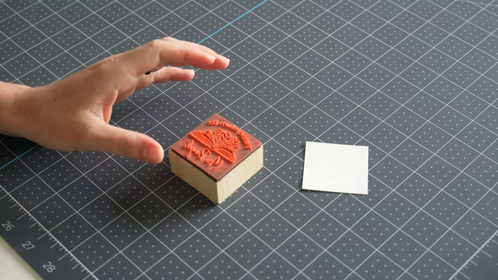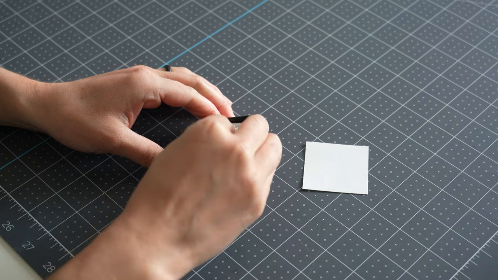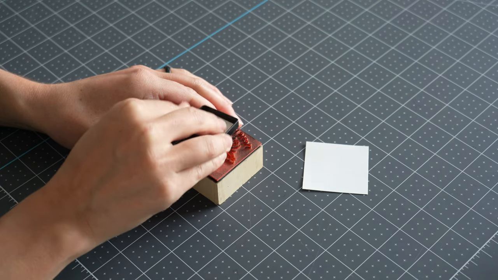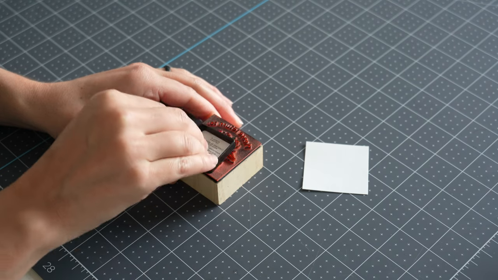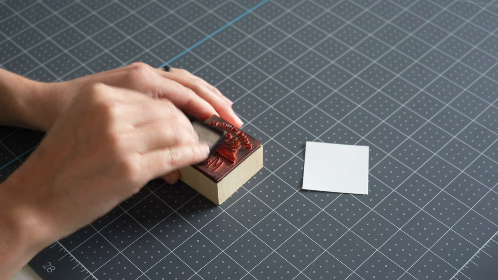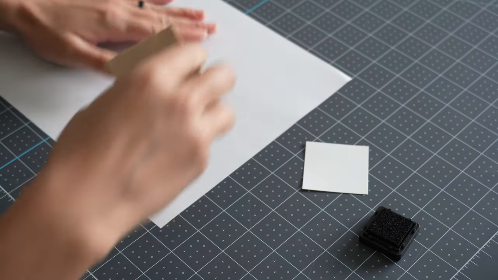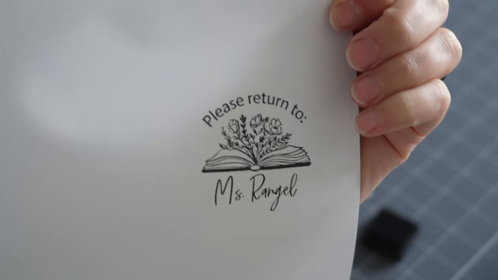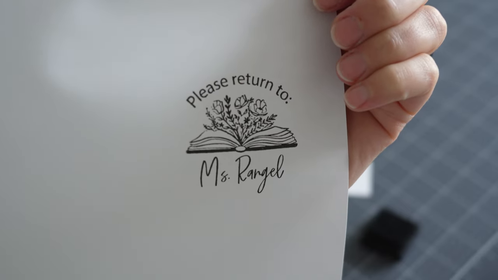To apply your ink on your stamp, I like to dab my stamp pad onto my design as opposed to rubbing it or using a big stamp pad. So I'm just going to cover the image completely with the ink. And then we'll do a test over on a scratch piece of paper. So you can see that with a bigger font size, you can easily read, "Please return to Miss Rangel."